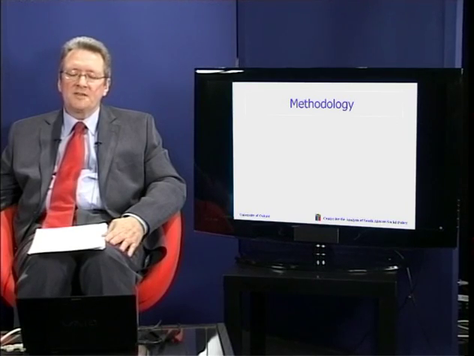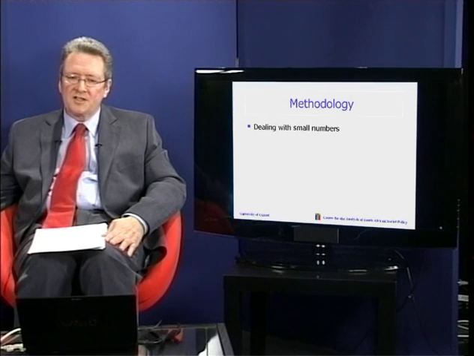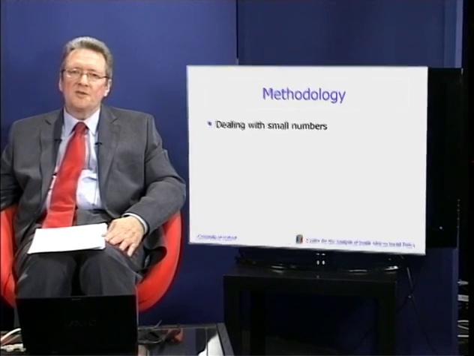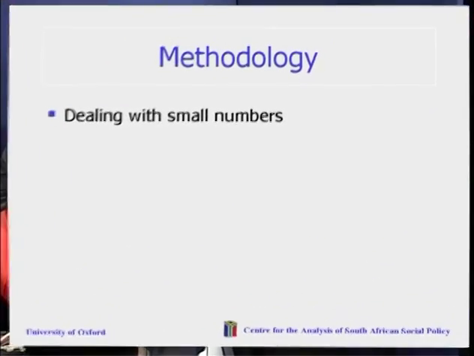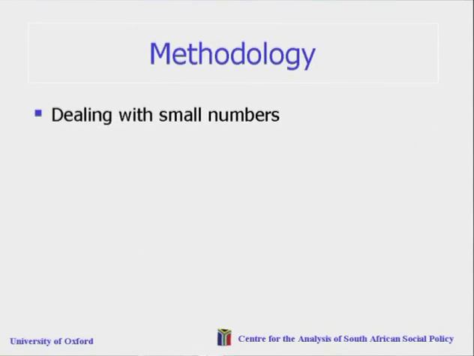Next, I want to talk about some methodological issues. One of the first things that one has to look at in constructing an index of deprivation is to consider whether small numbers become a problem. Because if there are small numbers, you tend to get large standard errors and unreliable scores. And this is particularly important when you're looking at very small areas.